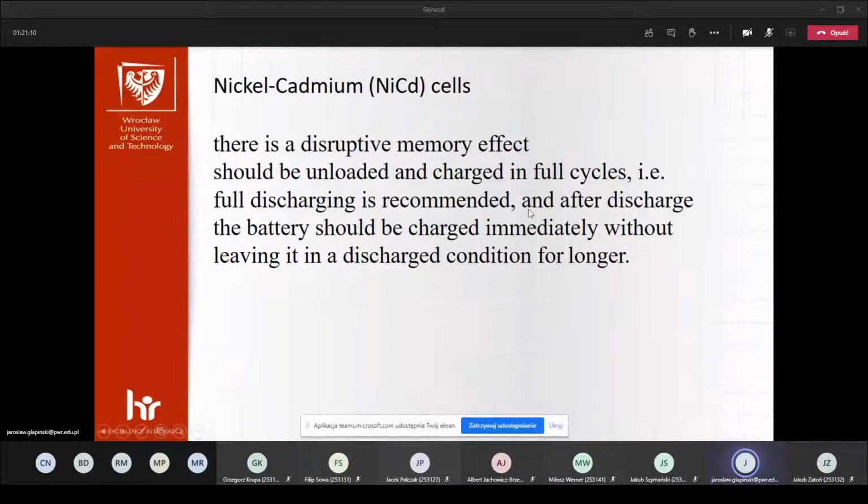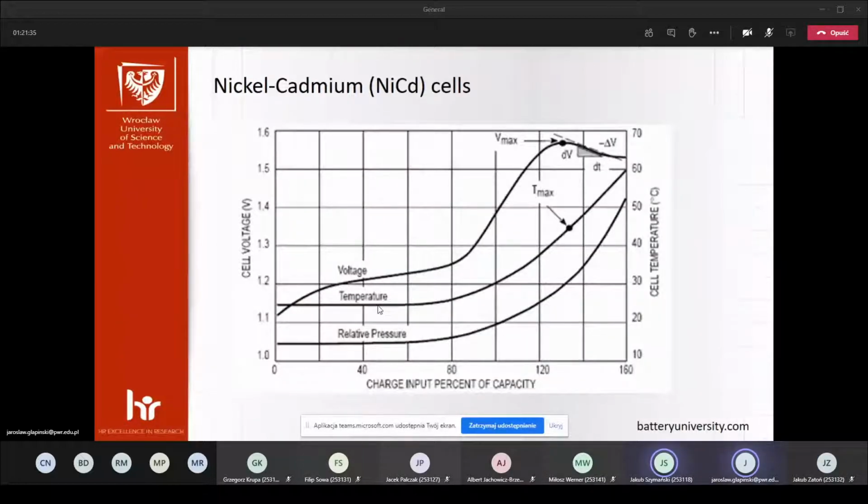So it's better to use these processes: fully charge and fully discharge. But if we didn't do this, then we will have this memory effect. We can fully discharge the battery and fully charge, and it should be better. Okay? Okay, thank you. I also have a question.